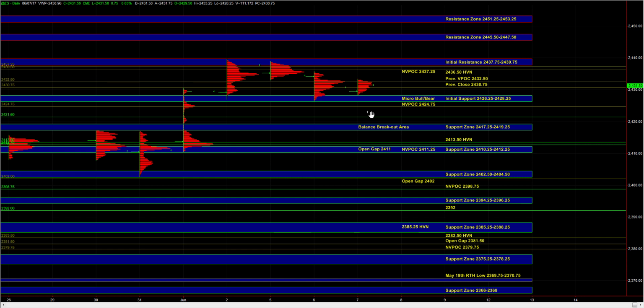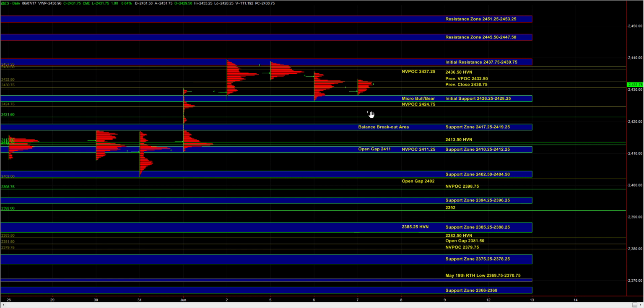Now, with that short-term bias being neutral, it means that we are going to have to assess the situation in real time. In order to break out beyond initial resistance, we're going to have to see broad market strength and sustained upside momentum. And then on the downside, in order for the market to put in any kind of sustained breakdown below initial support, we'll have to see excess broad market weakness and sustained downside momentum.